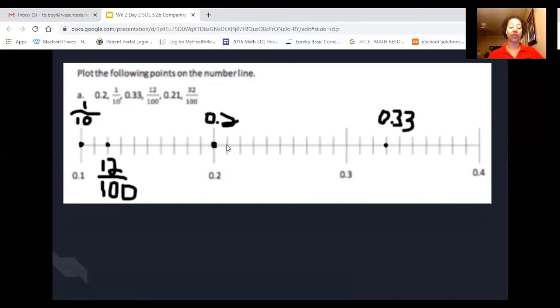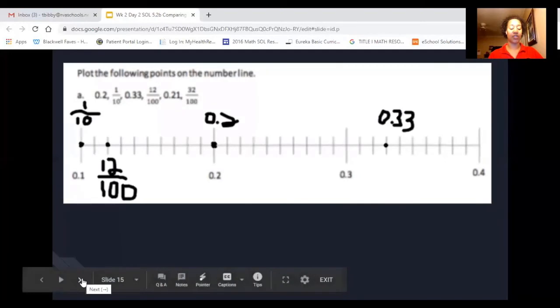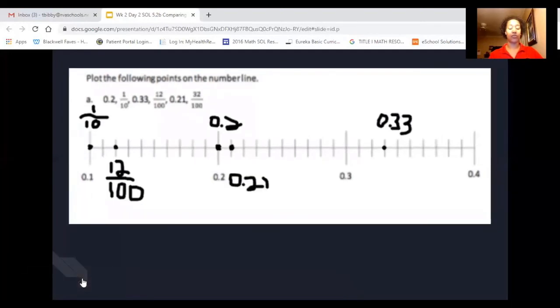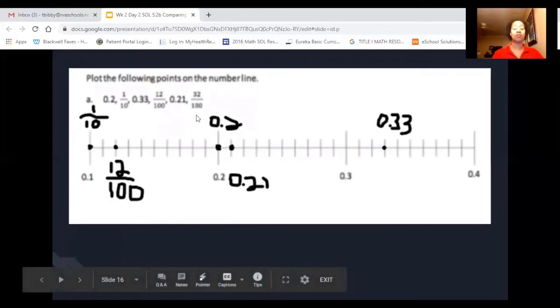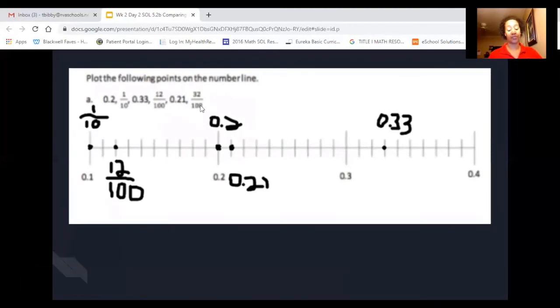Now it's a little close, so I brought down 21 hundredths and I labeled it underneath the number line. Don't let that confuse you. You can also write it sideways so that you can get the numbers in there. And the last number that we have on our number line is 32 100ths or 32 hundredths. Now, let's look again. It's written as a fraction, but listen to how you say it, 32 hundredths.